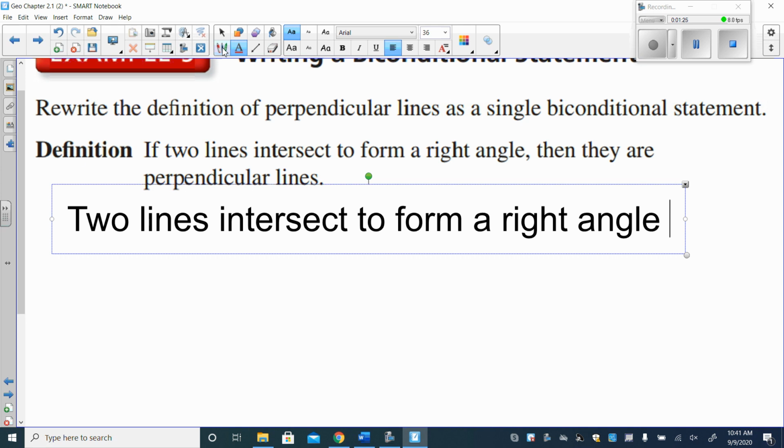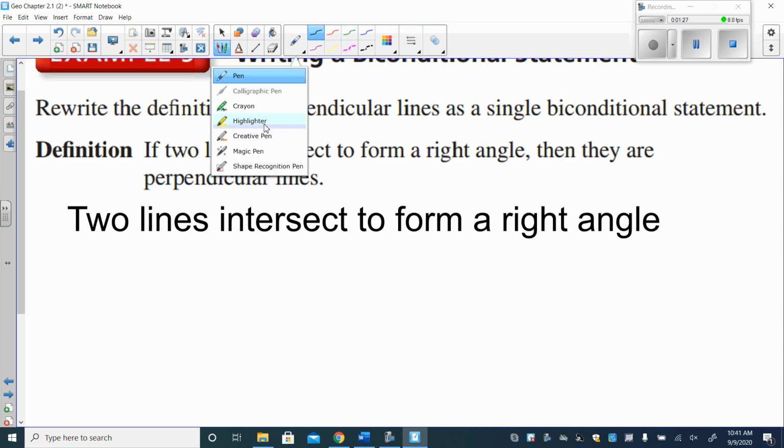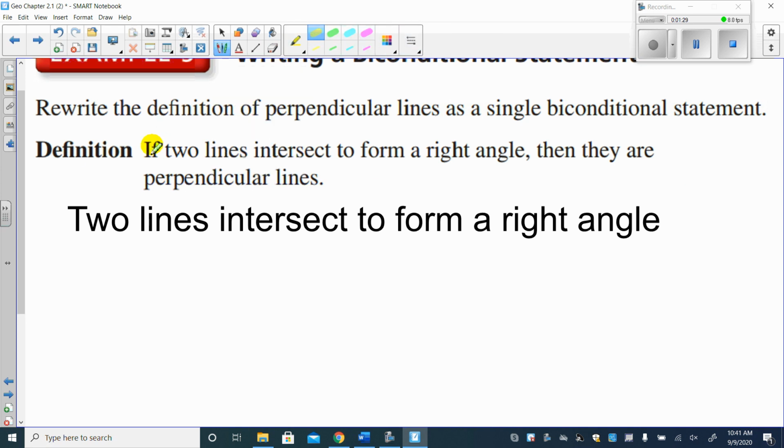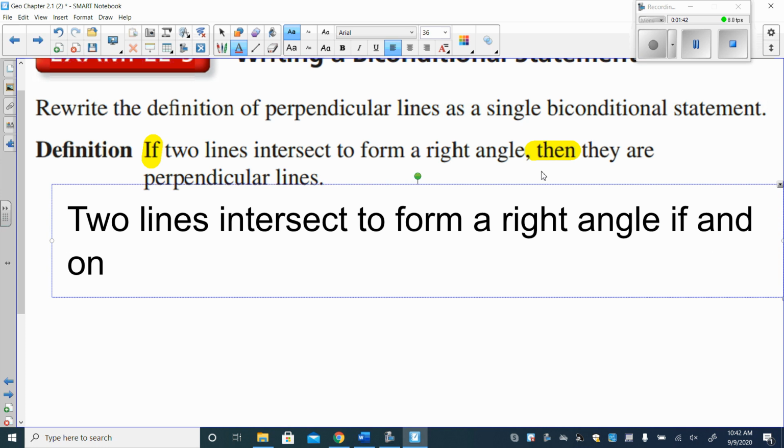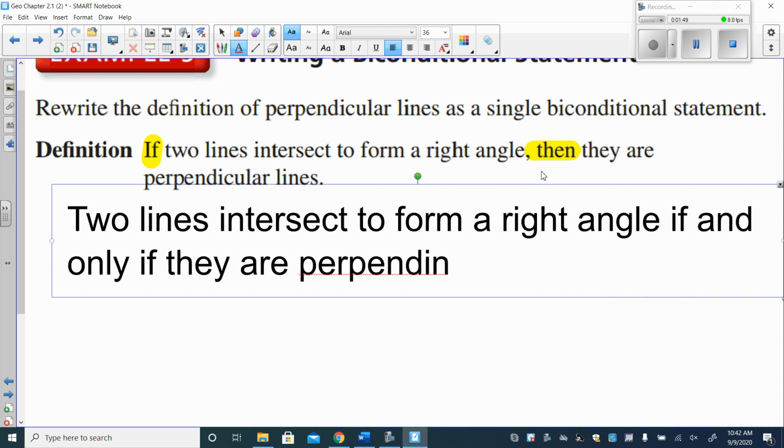So let me get my highlighter. The if here and the then here, we take those out. We get rid of those. And what we're going to do is we replace it. So we have the first statement, two lines intersect to form a right angle, if and only if they are perpendicular lines. And that's it. So we replace the if and then with if and only if.